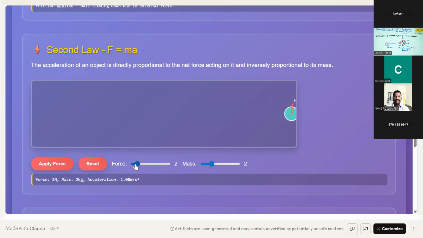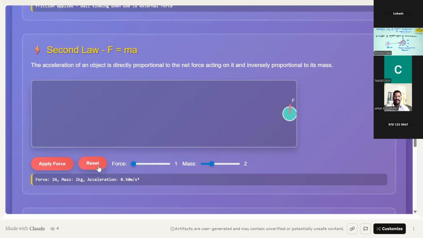So force 2 Newton applied here, or 1 Newton. The mass of the object is 2 kg. So force 1 Newton, mass 2 kg, then acceleration is F by m, because acceleration is equal to F by m. F is 1 Newton, mass 2 kg, so 1 by 2, we will get 0.5 meter per second square. So that is the acceleration.